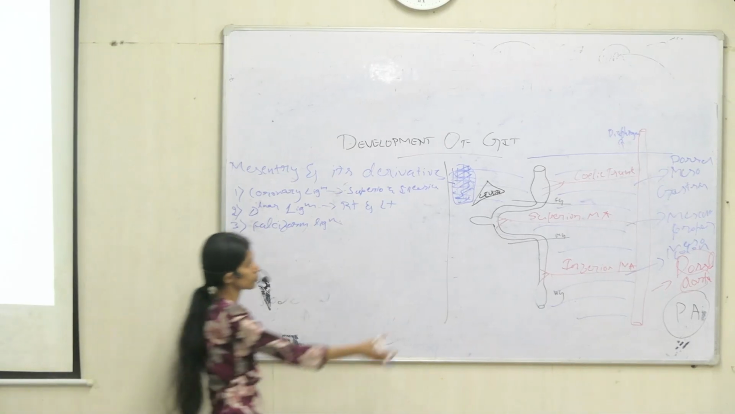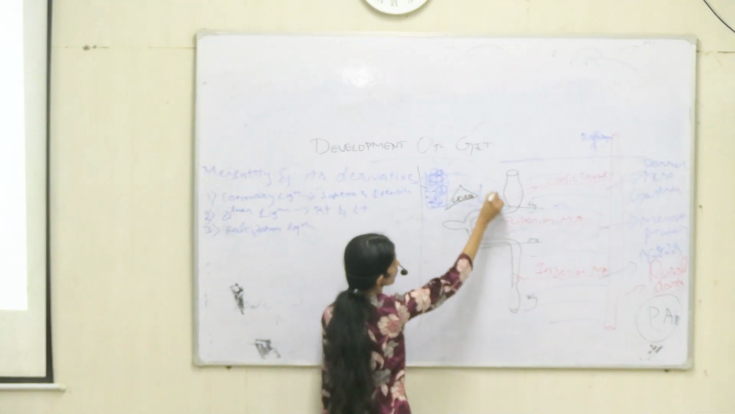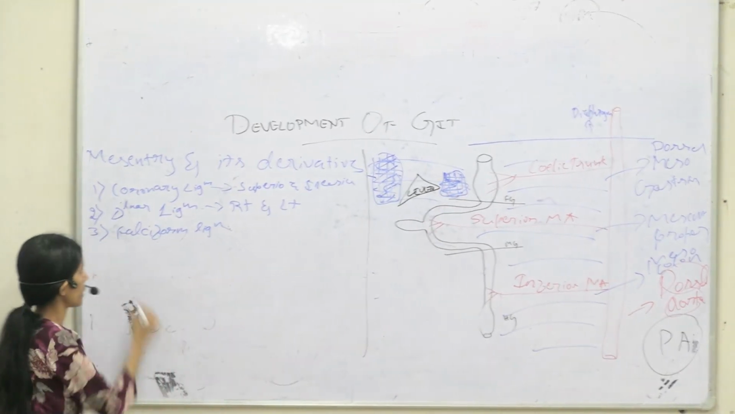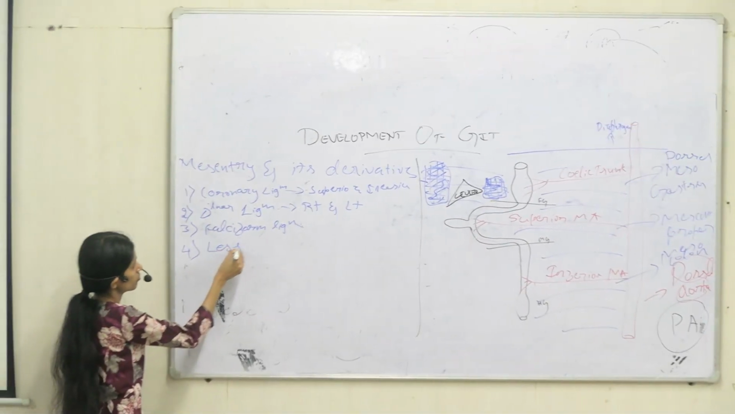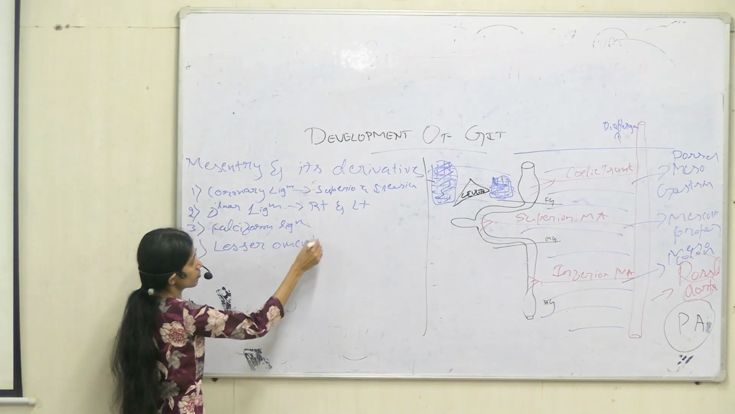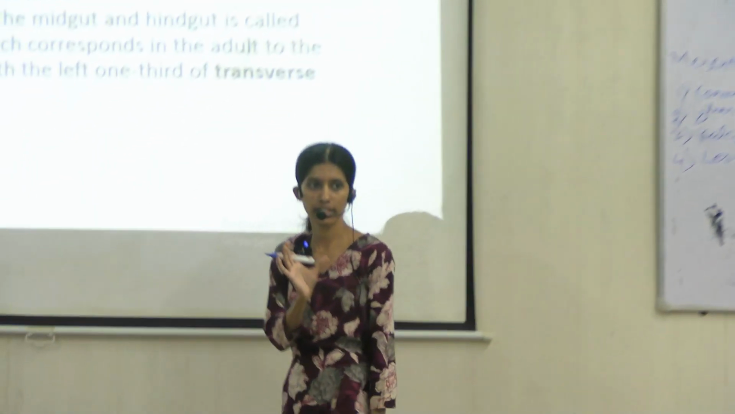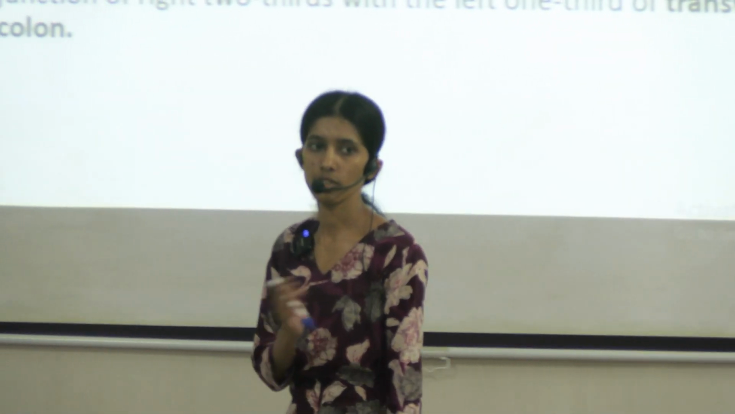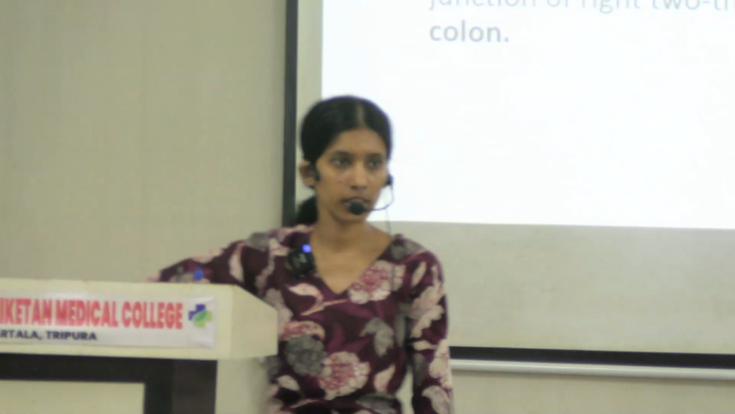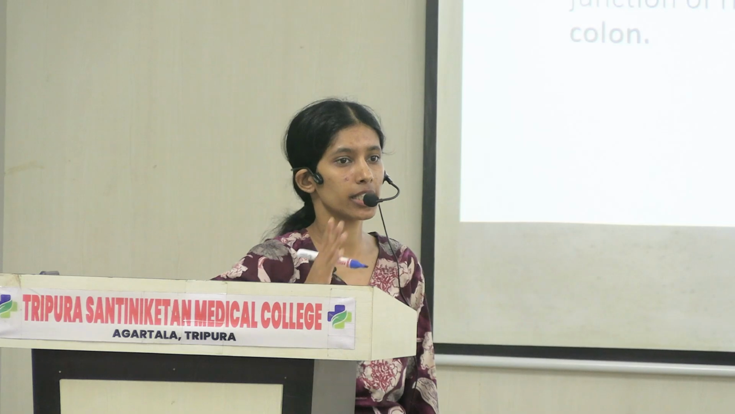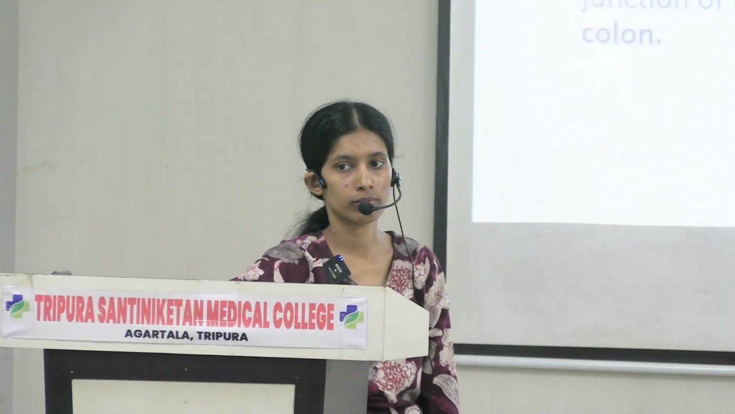And this part from the liver to the stomach is going to develop as your lesser omentum. Is it clear? Between the anterior wall and your liver, it is going to develop as the coronary ligament, followed by the triangular ligament and falciform ligament. In the posterior part, between your liver and stomach, it is going to develop as the lesser omentum.